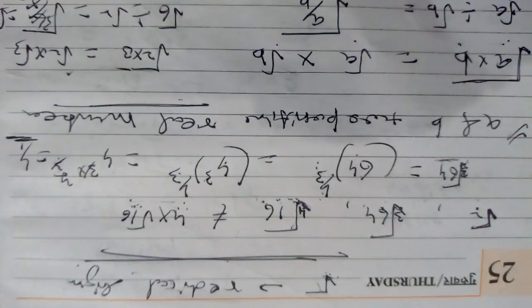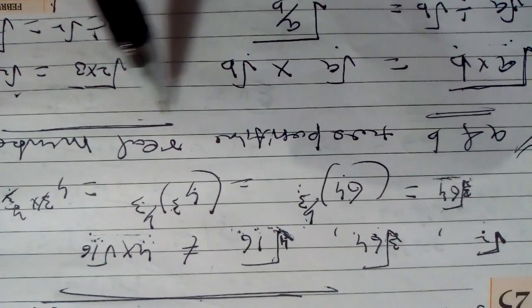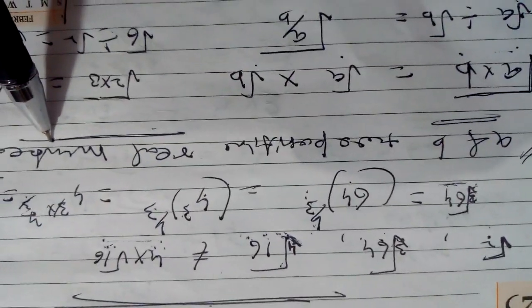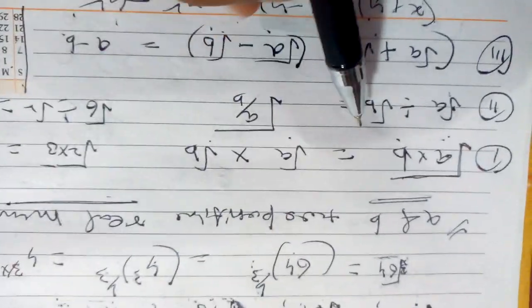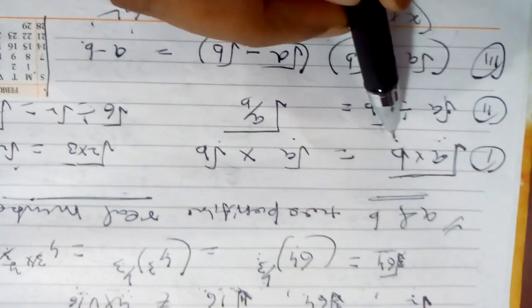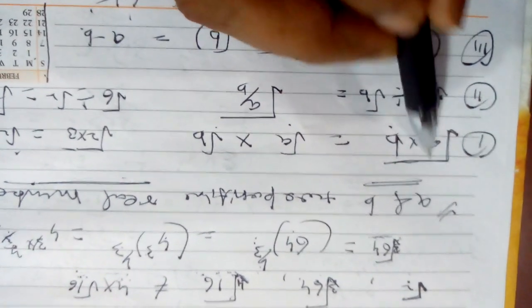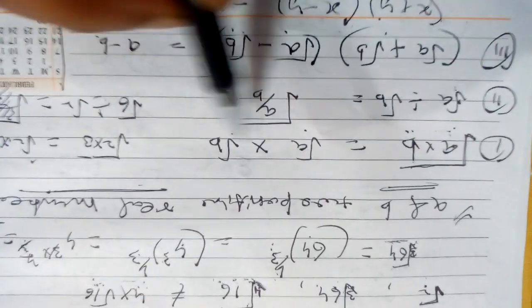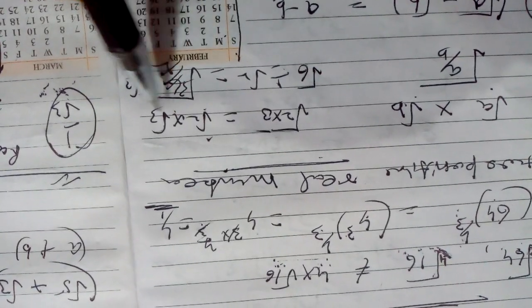4. Now, for any two positive real numbers A and B, there is a formula like exponents: when bases are equal, you can write the powers the same. So here, with the square root, root A into B will be root A into root B. For example, root 2 into 3 you can write as under root 2 into under root 3.